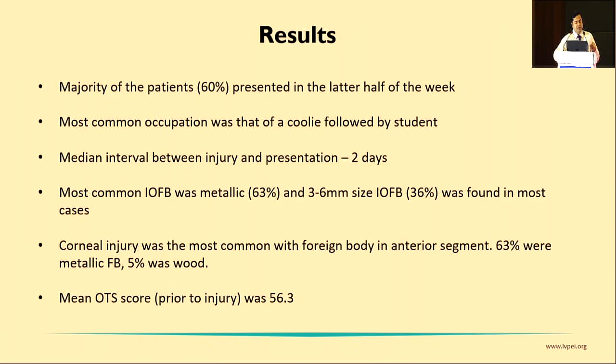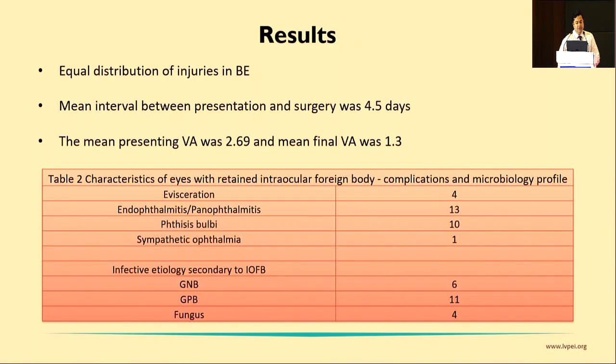Corneal injury was the most common with foreign body in the anterior segment. Again, 63% was metallic foreign body. Only 5%, 6 cases, had wood as a foreign body. The mean OTS score was 56.3 prior to injury. Between both the eyes, there was no difference.